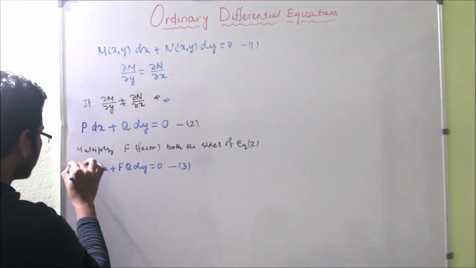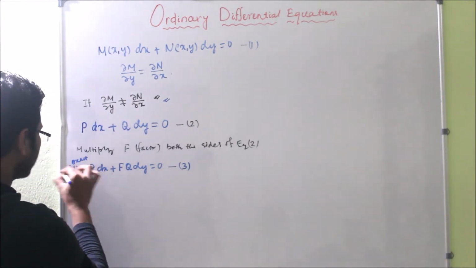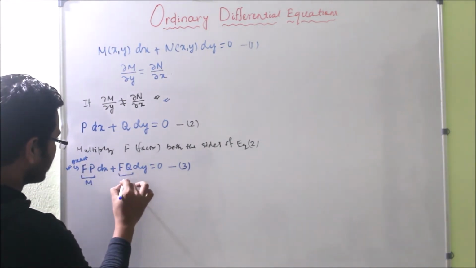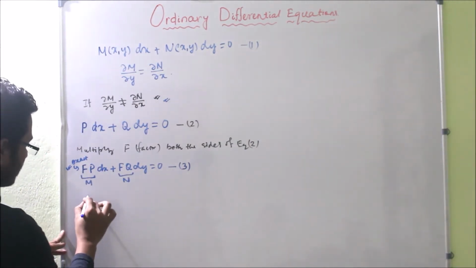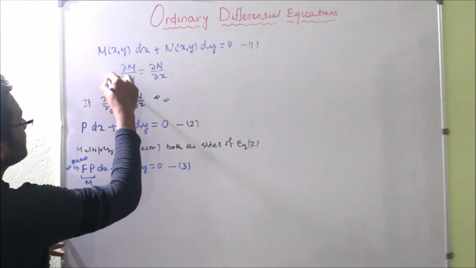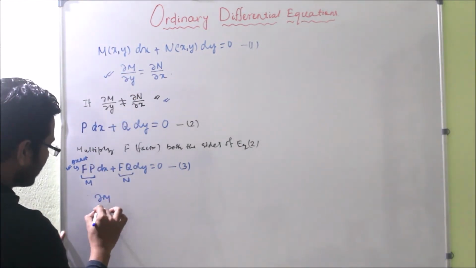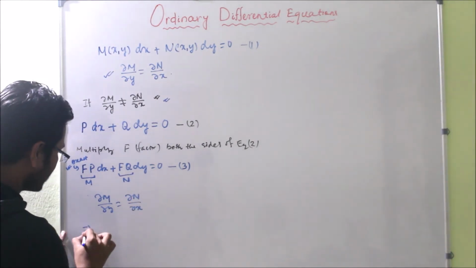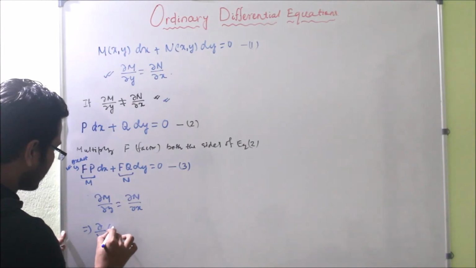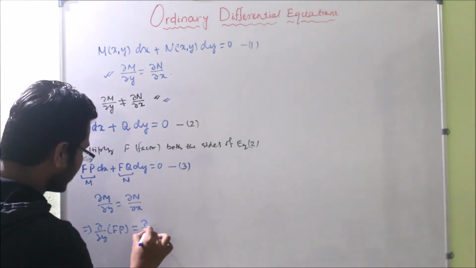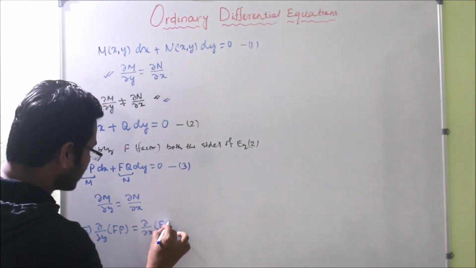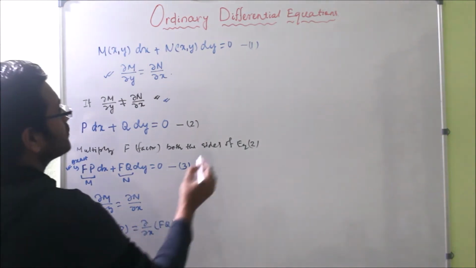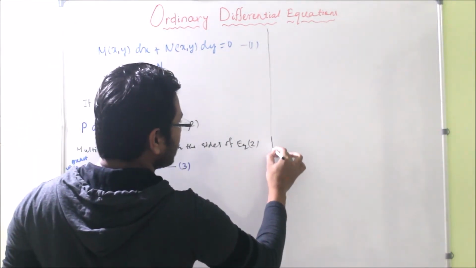So if this is exact, then what will happen? This will be termed as M and this will be termed as N. Now if this is exact, so exact condition will be satisfied. So del M by del y equal to del N by del x. That means del by del y of fP equal to del by del x of fQ. Here there are two approaches. What is the approach? So that we have to see.